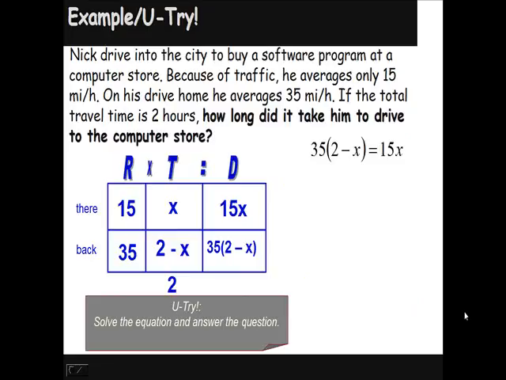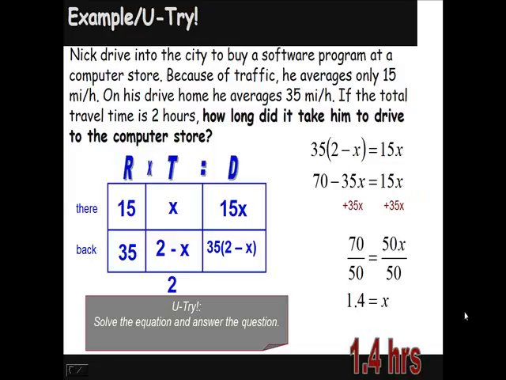Okay, I would distribute 35 to the 2 and the negative x. I would add 35x to both sides. 70 equals 50x. We're going to have to divide by 50. And the result there is 1.4. So it took Nick 1.4 hours to drive to the computer store.